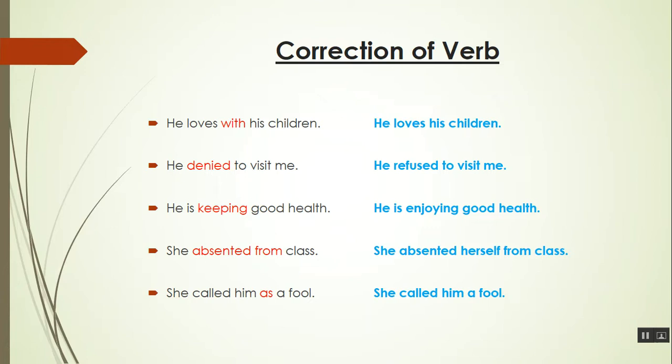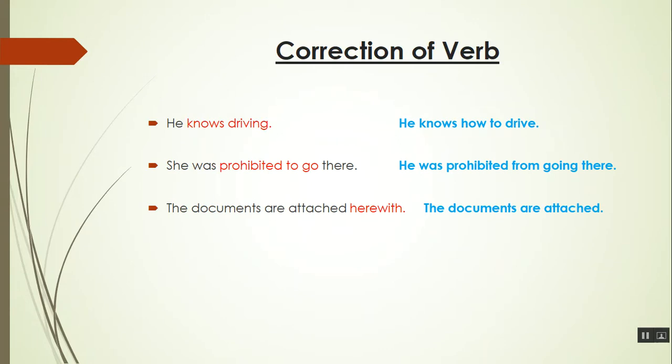Next, jump to the next sentence. She called him as a fool. Over here, as is not used correctly. She called him a fool. That would be a correct sentence, and that is written in front of you. There are two portions. One is incorrect and one is correct. So correct and incorrect are given in front of you so that you can understand easily. So jump to the next slide.